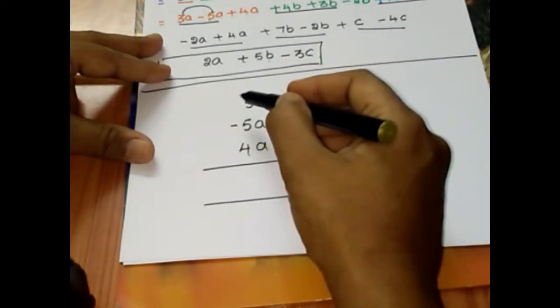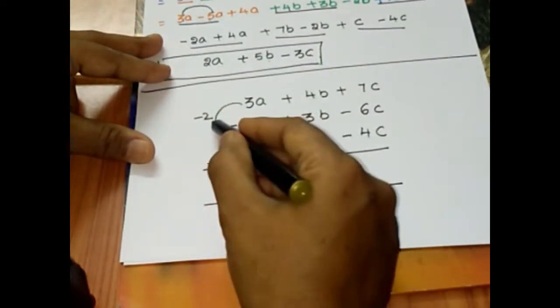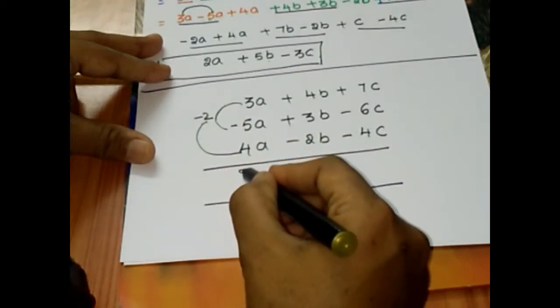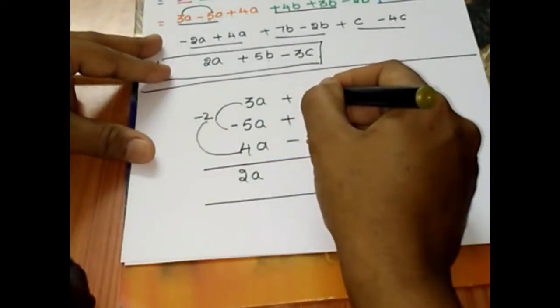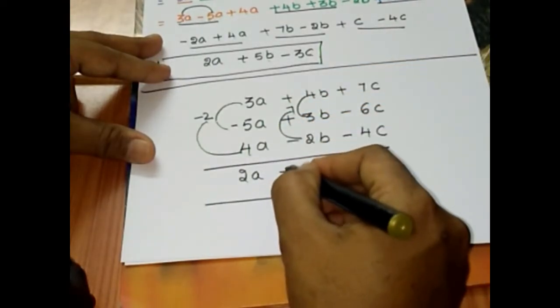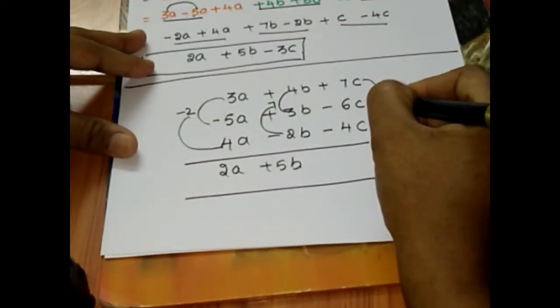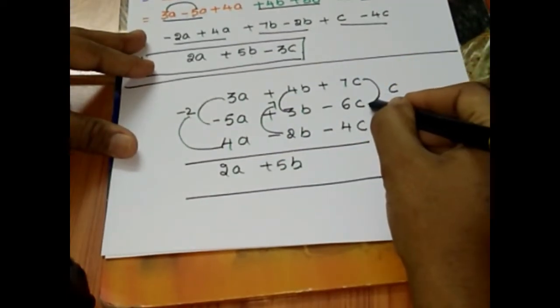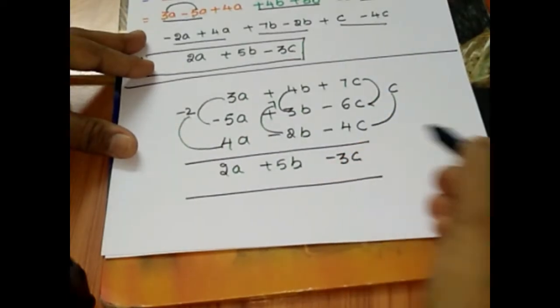Now do it very easily. 3 minus 5 is minus 2. Minus 2 plus 4 is plus 2a. Same way, 4 plus 3 is 7. 7 minus 2 is plus 5b. 7c minus 6c is c. c minus 4c is minus 3c.